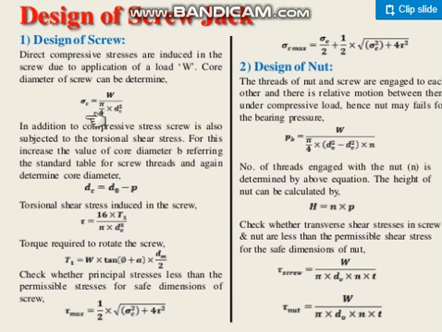Okay, so the compressive stress is load upon area. Load is W, area is pi by 4 Dc square. From this you will get the compressive stress that is induced.